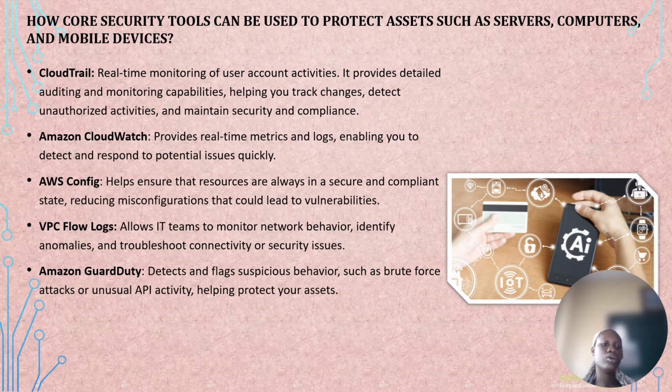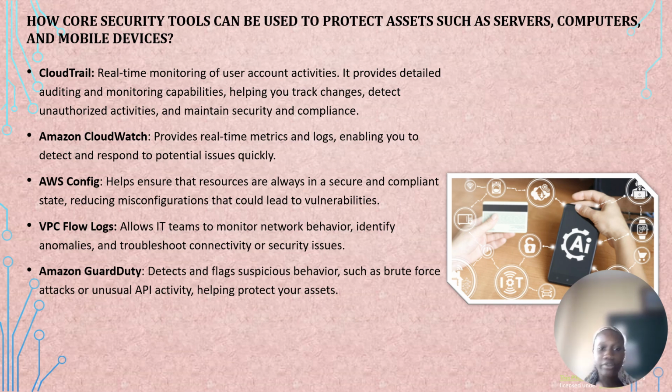So the next is the Amazon CloudWatch. This provides real-time metrics and logs, just like the CloudTrail, and enables you to detect and respond to potential issues quickly. This is not for user accounts, but for when something happens to a server. You get to keep track of how frequently things are changing in the computer, so you get to see that in Amazon CloudWatch.